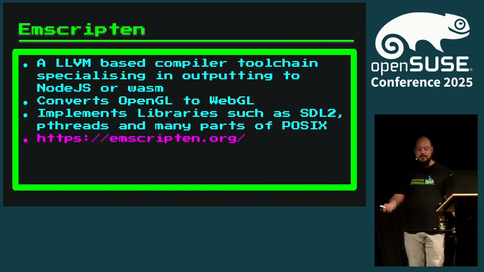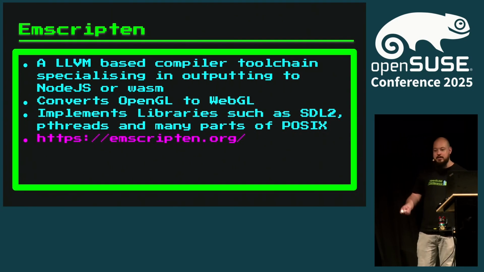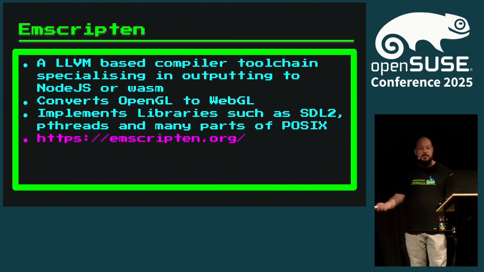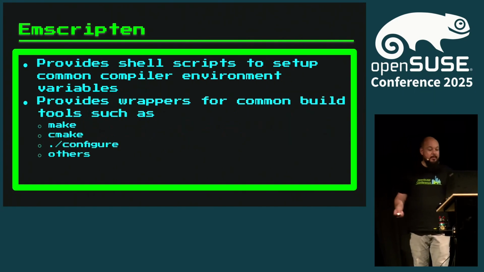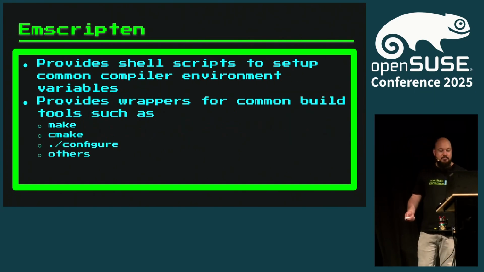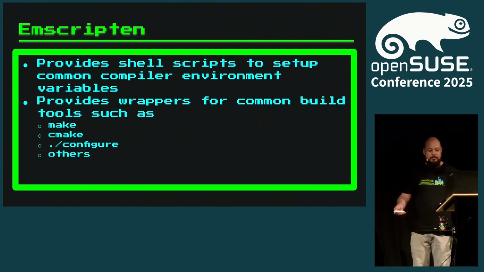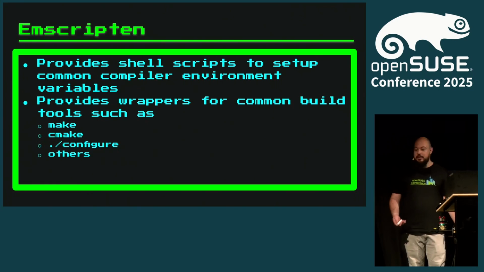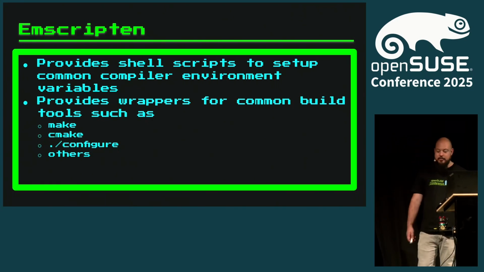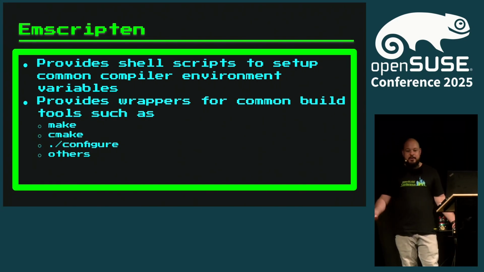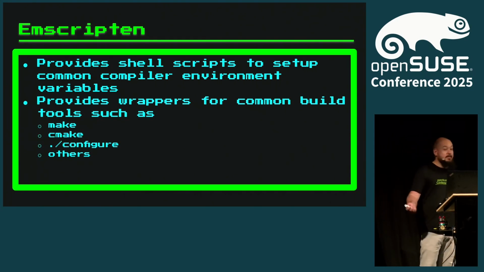And so it implements a common subset of libraries such as SDL2, pthreads, and a lot of POSIX commands. It also provides us some shell scripts to set up common compiler environment variables, and wrappers for tools such as make, cmake, and configure in order to make compiling and building your software for WebAssembly as simple as possible.